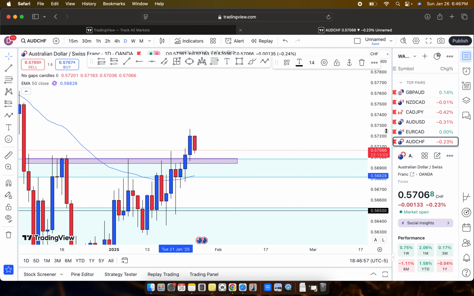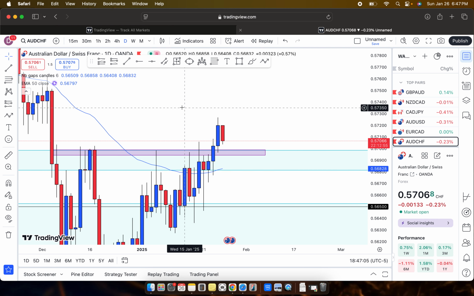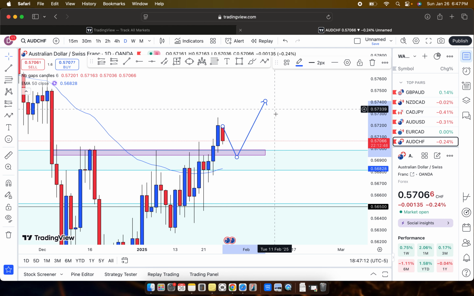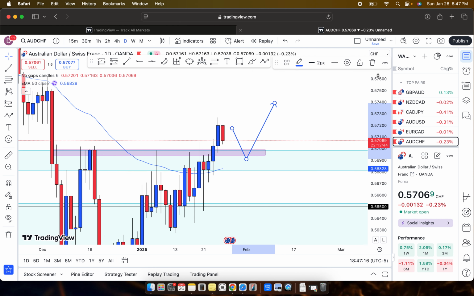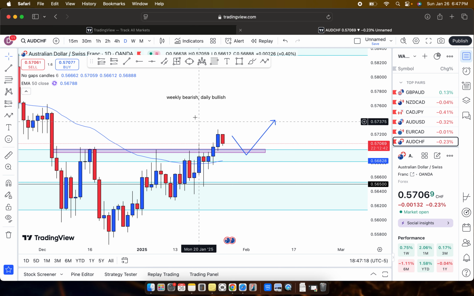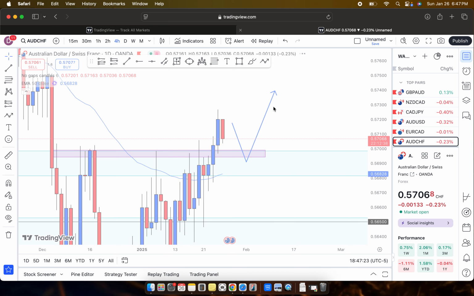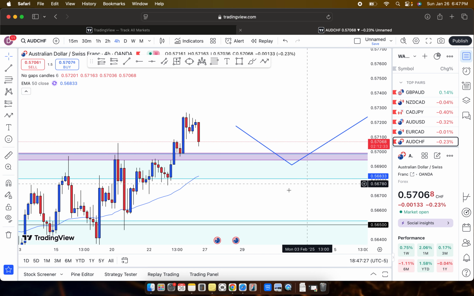So all we're waiting for the price to do at this point is literally a quick retest of this area of interest to then continue to the upside, right? Daily is bullish, weekly is bearish. Once the price retraces to this area of interest, we'll check the price action on the 4 hour and then we'll see what happens, right?